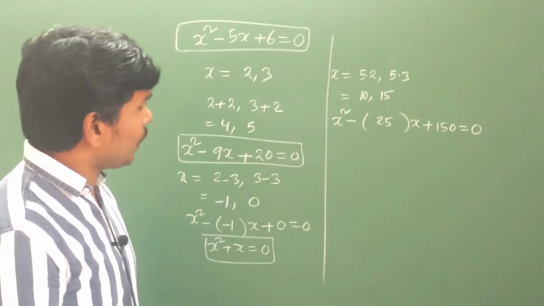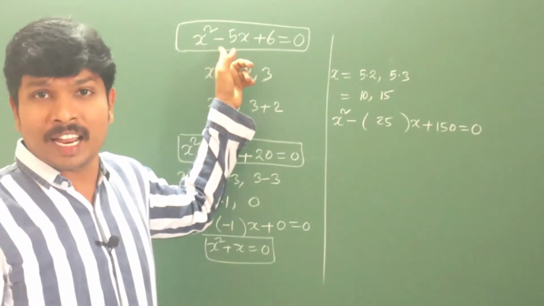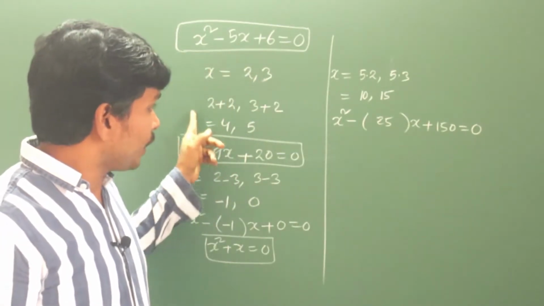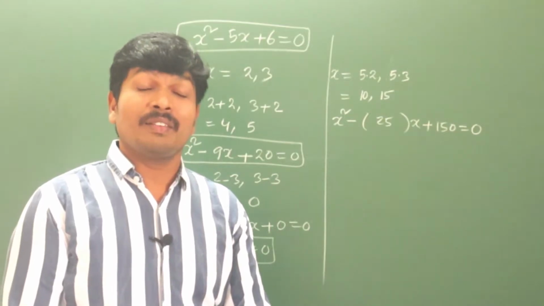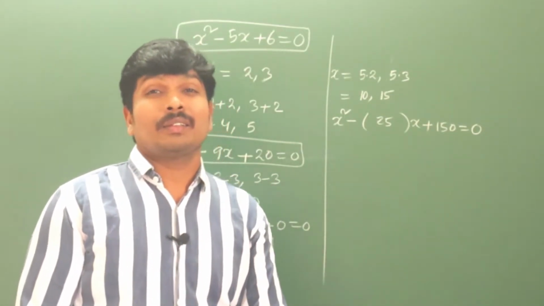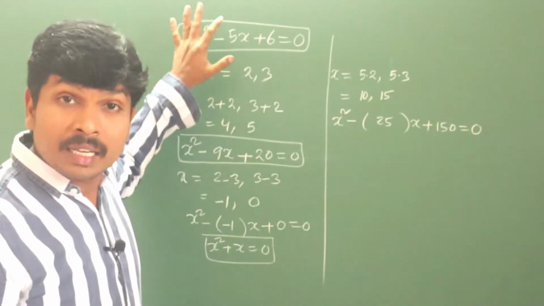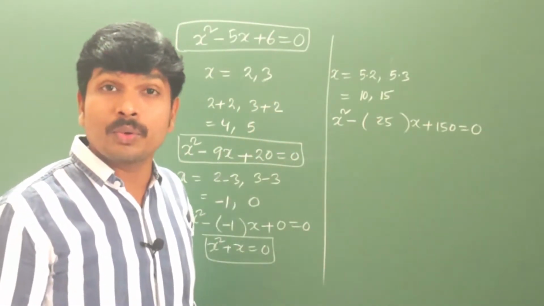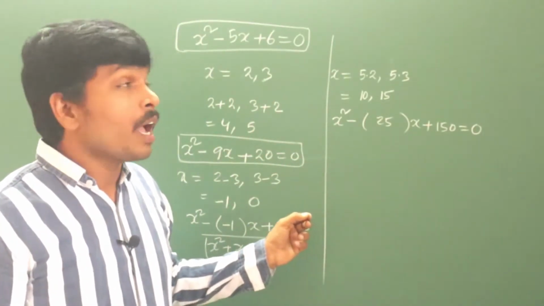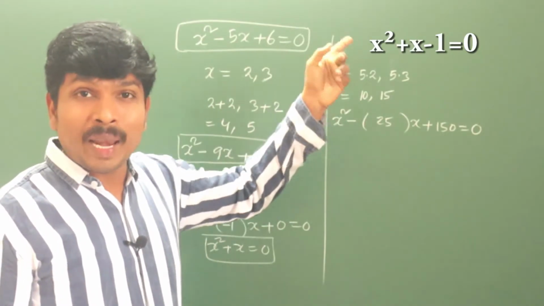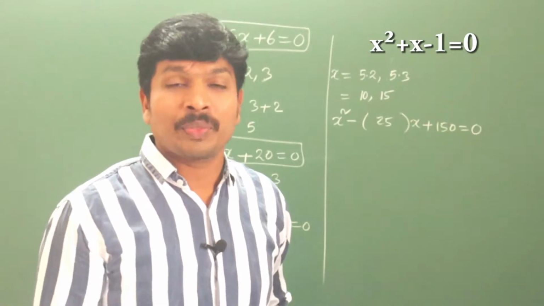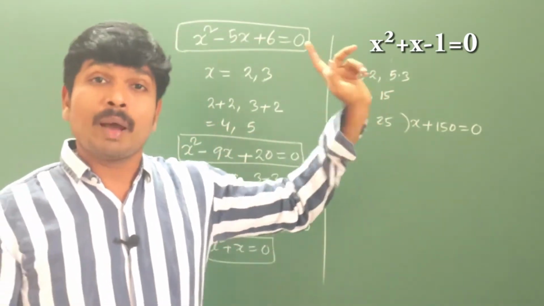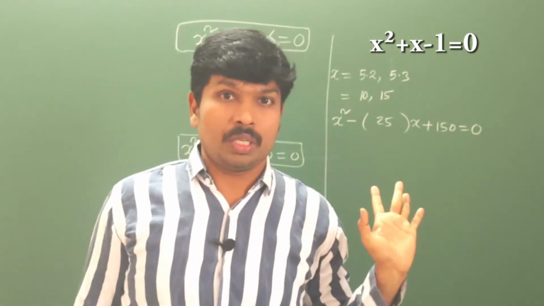Fantastic. In fact, it is a simple standard equation. That's why we did it like that, and you got the answer. Sometimes complex quadratic equations are given. Then the same procedure you have to do. Try it for the equation x square plus x minus 1 equal to 0, then you will understand. x square plus x minus 1 equal to 0. Everyone must do it. Okay?